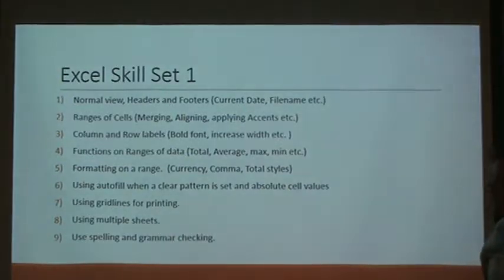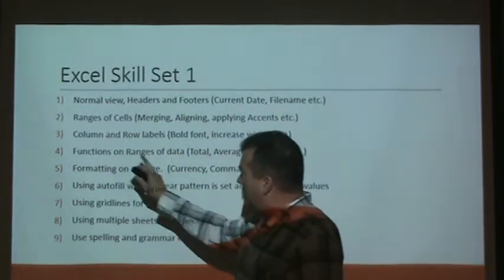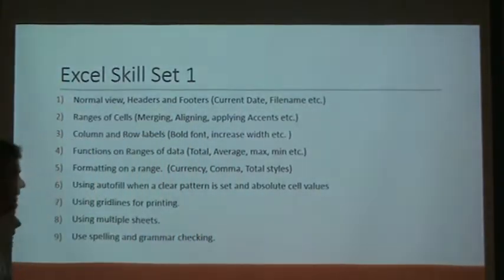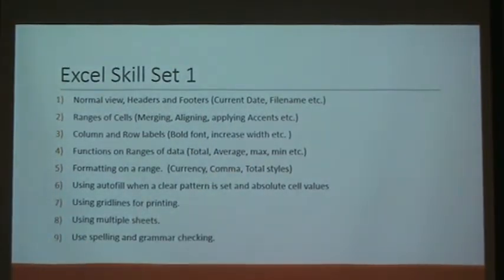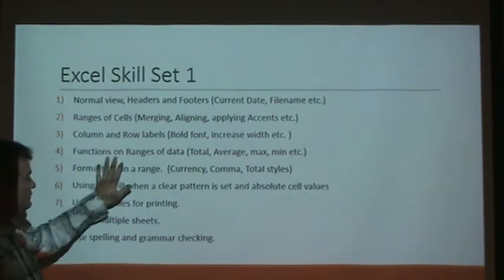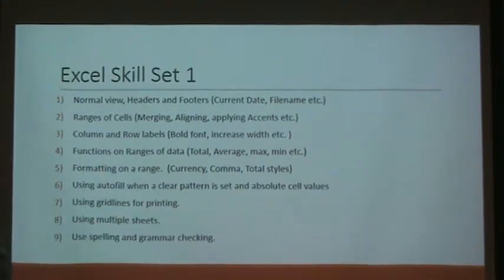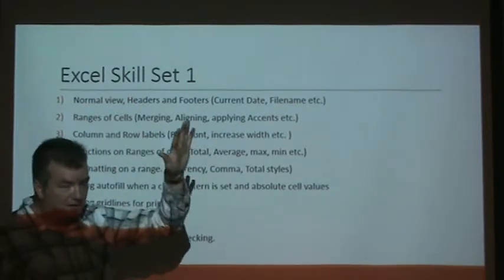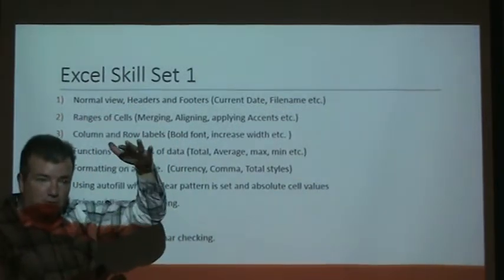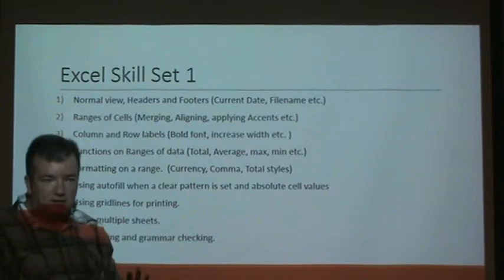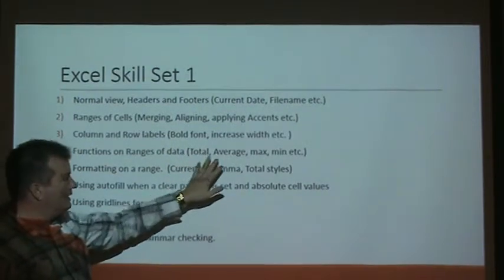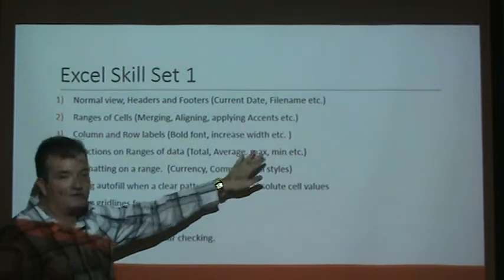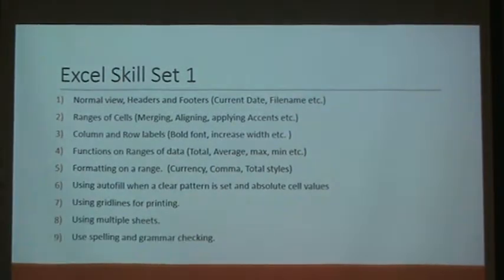We will be able to put labels on columns and rows, and we can change the font and increase and decrease the width of the rows. We will also be able to do functions on ranges of data. So if you have a column filled with numbers, we can then have one cell equal, let's say, the total of all the numbers, or the average of all the numbers, or what is the maximum or the minimum of that range of numbers.